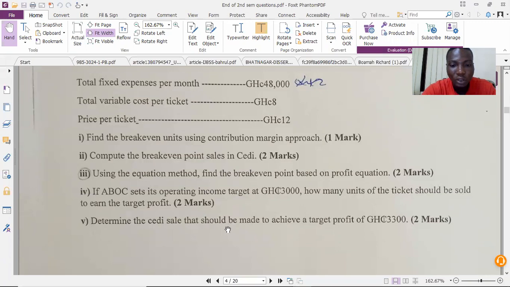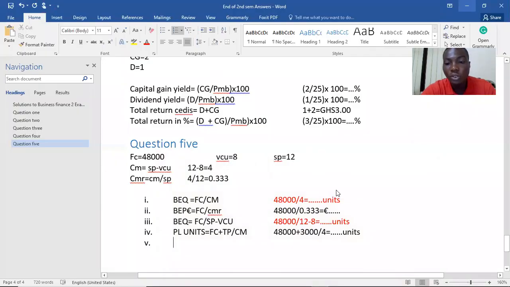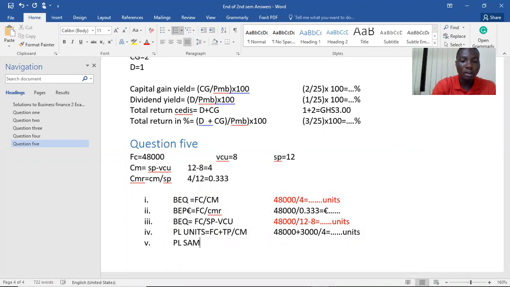Determine the sales that should be made to achieve a target profit of 3,300. So this is profit level sales. They can ask you to use the same information to find the profit level sales. It's just a matter of changing this one to what? 3,300. That's all. Now they have a different profit level sales. So if they want to sell an amount of goods, how much money should they sell? How much should they sell to make that particular profit?